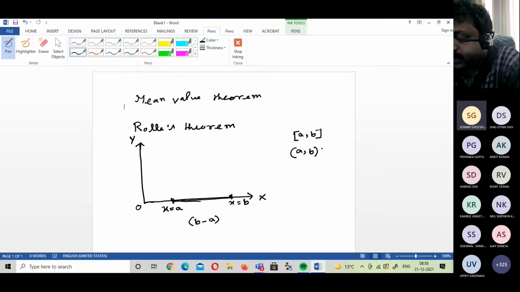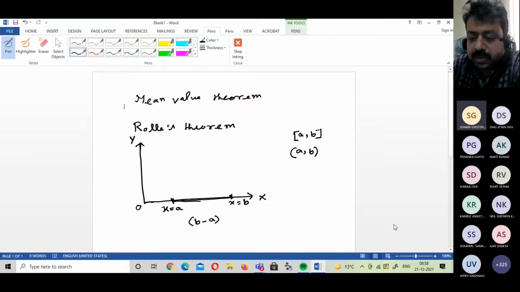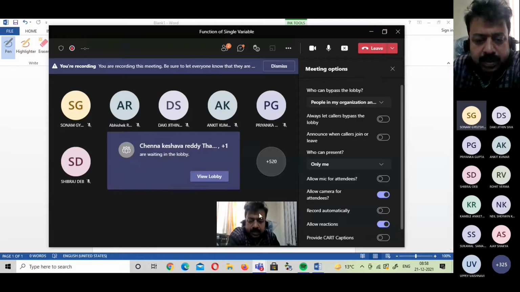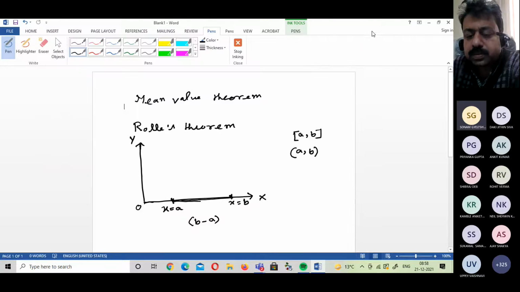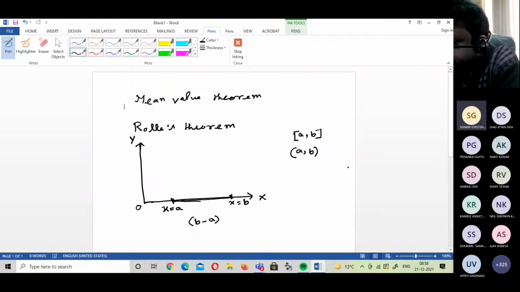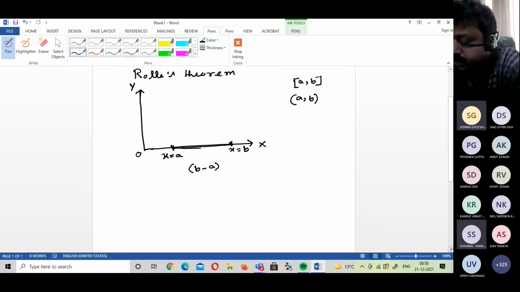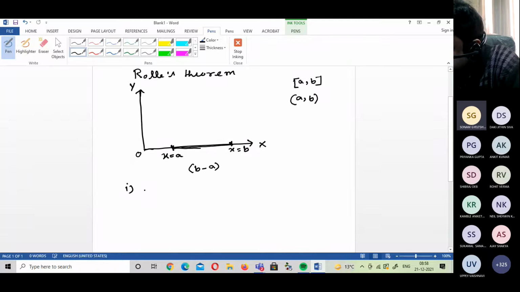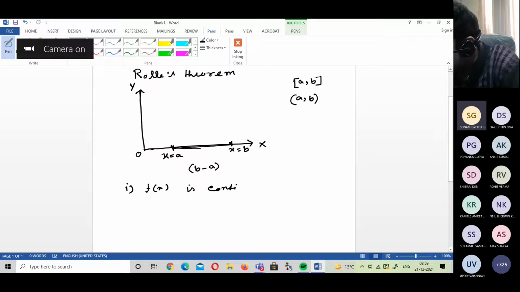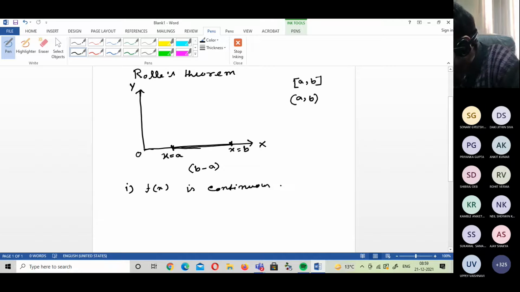Already all of you know the conditions of Rolle's theorem. The first condition is that the function f(x) should be continuous in the closed interval [a, b], and differentiable in the open interval. So suppose in a small interval, this is the continuous function.